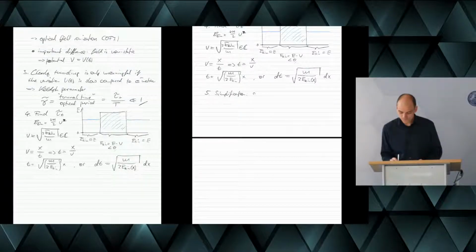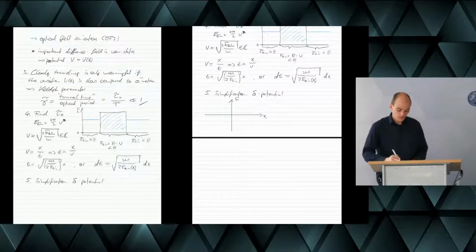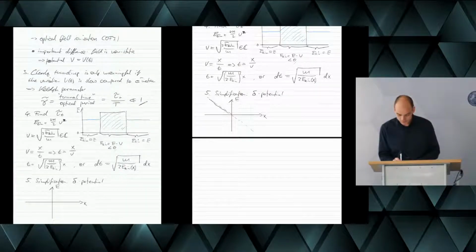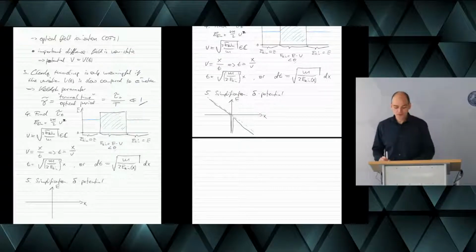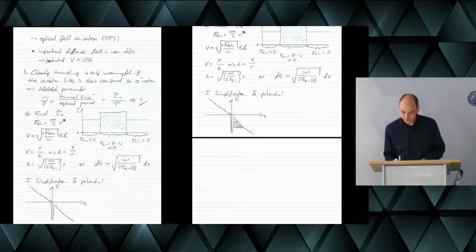Simplification. Yeah, so oops, it was supposed to be a delta potential. Yeah, this would look something like this. So if you actually zoom out far enough, then what the total potential looks like is this here. Now here's the center. It's very narrow, and so if we zoom out far enough, this Coulomb potential actually looks like a delta potential. And then this tunnel region here is actually just a triangle.